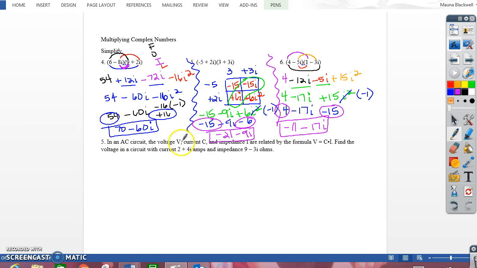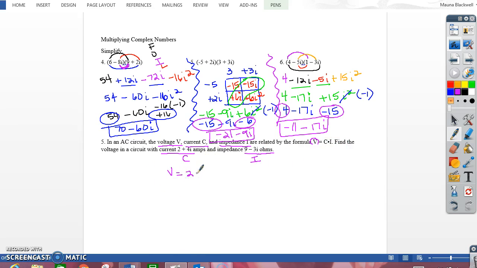Okay? Now, number 5. In an AC circuit, the voltage V, so V is voltage, the current C, so C is current, and the impedance, I'm sorry, not L, I, impedance is I, are related by the formula V equals C times I. Find the voltage, so I'm finding V, if the current, so this is C, is 2 plus 4i amps, and impedance is 9 minus 3i ohms, so this is I. So I'm going to multiply C times I.